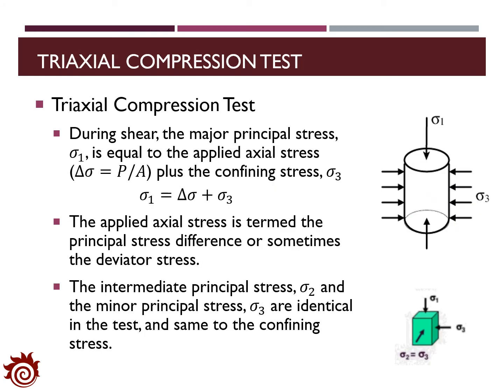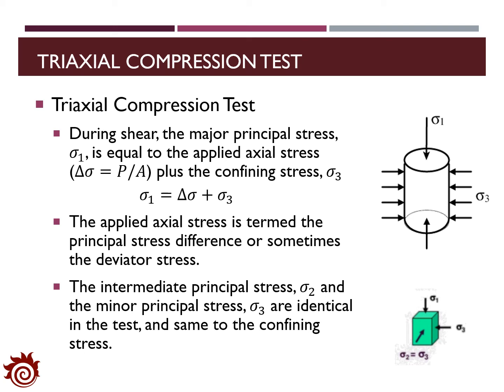This page shows more details about the triaxial compression test. The figure on the right shows the load applied to a cylindrical specimen. During the shear, we can see that the major principal stress, sigma 1, is equal to the applied axial stress plus the confining stress sigma 3. The applied axial stress is defined as the actual load applied to the specimen, P, over the area of the cross-section, A. So sigma 1 is delta sigma plus sigma 3.